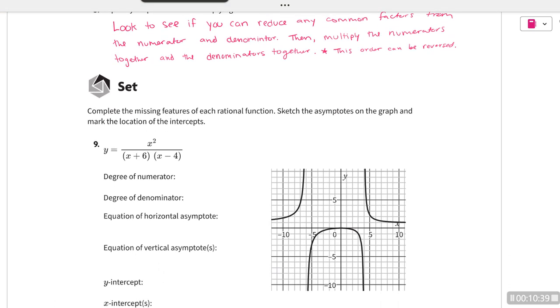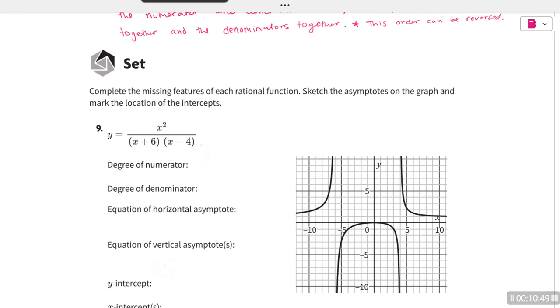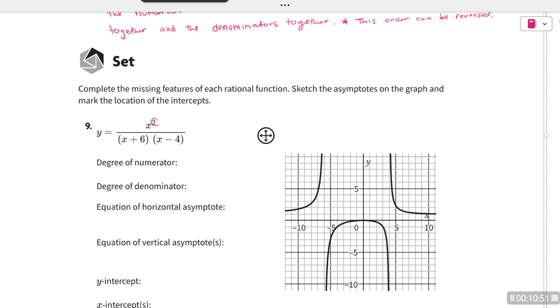So these are their set problems. So it says complete the missing features of each rational function, sketch the asymptotes on the graph, and mark the location of the intercepts. So the first thing it says, what is the degree of the numerator? Well, we see that we have an x squared here. There's no other x's, so the degree of our numerator is 2. What is the degree of the denominator? The denominator is factored, so be careful. We have to add the multiplicities up. So 1 plus 1 is also a degree of 2.